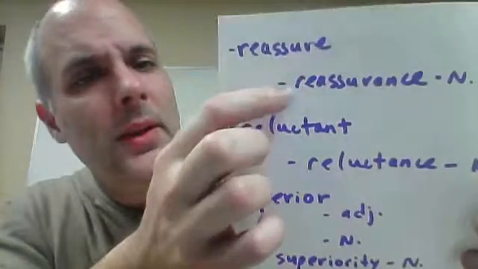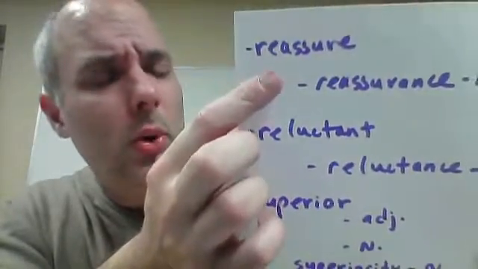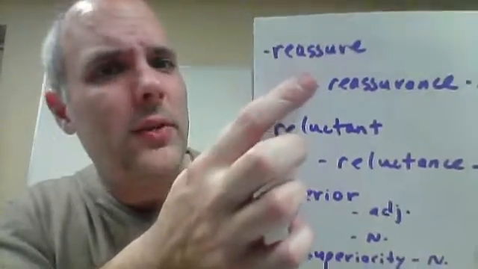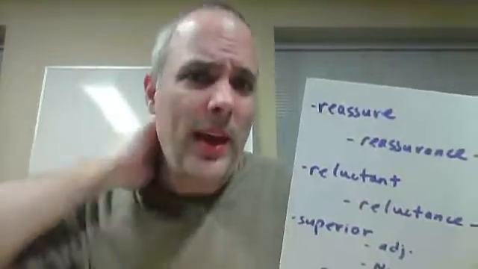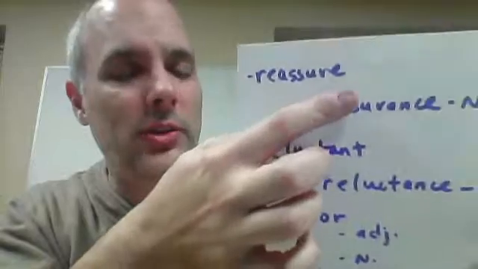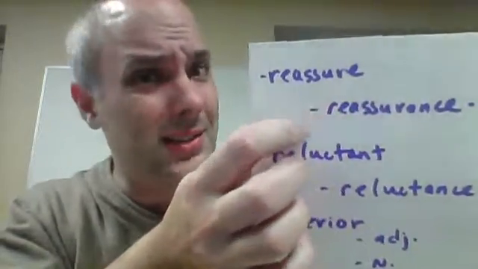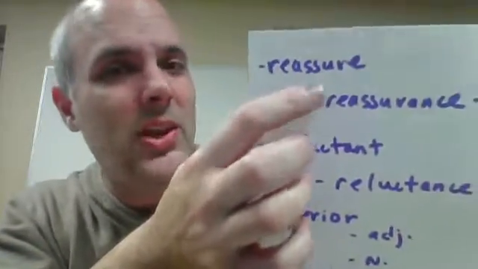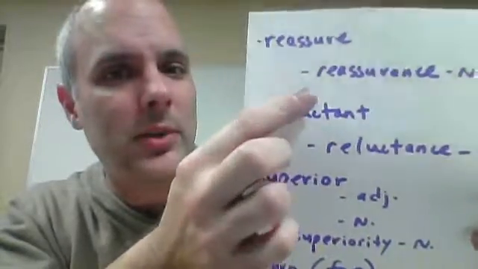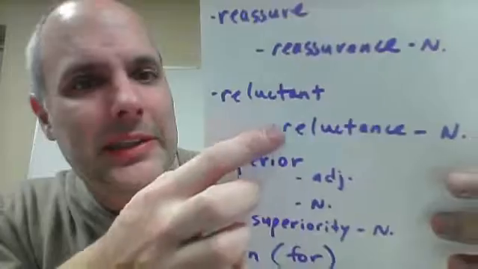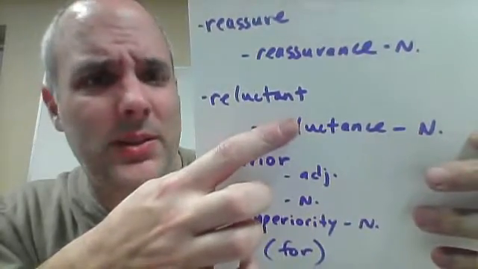So reassure. You know, if a little boy or little girl, their dog dies, you have to talk to them and you have to say, oh, it's okay. It's going to be okay. This is reassuring them. Okay? The dog is still happy. That kind of stuff. That's reassuring the small child. Okay? Reassurance.